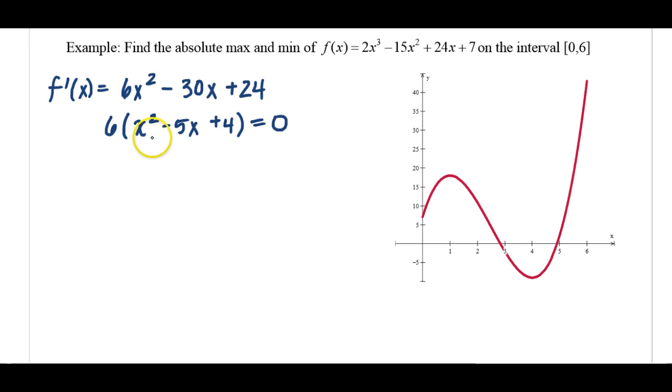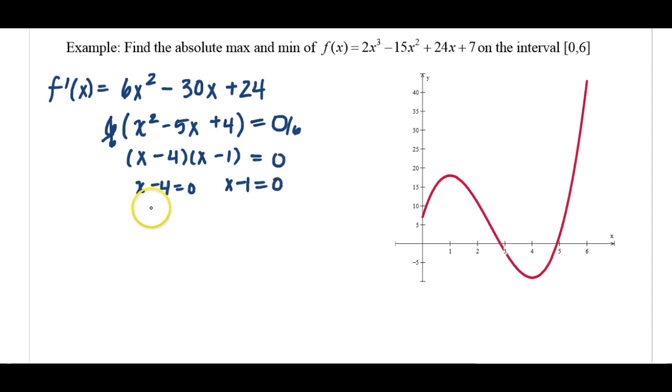Now I'm going to go ahead and factor this quadratic. I can pretty much ignore this 6 on the outside because I can divide both sides by 6. And on the right side, 0 divided by 6 would be 0, and that gets rid of the 6 over 6. Now this factors to x minus 4 times x minus 1. By the zero product property, I can set each of these equal to 0, x minus 4 and x minus 1. So my two critical points are x equals 1 and x equals 4.